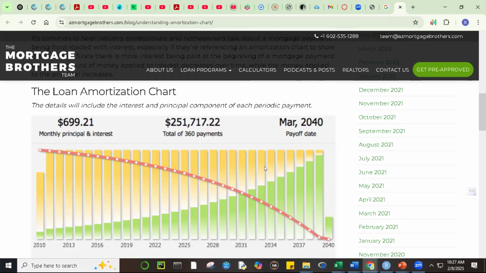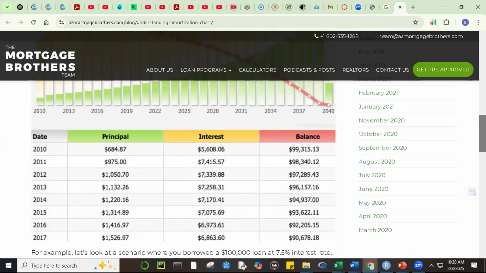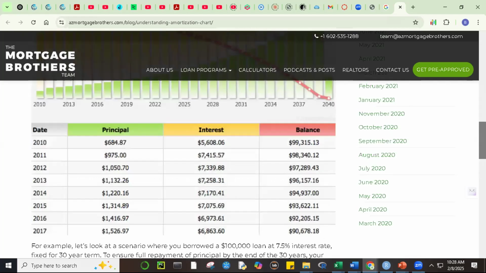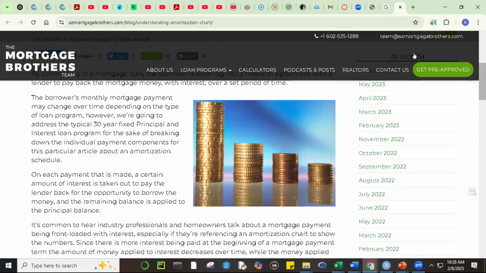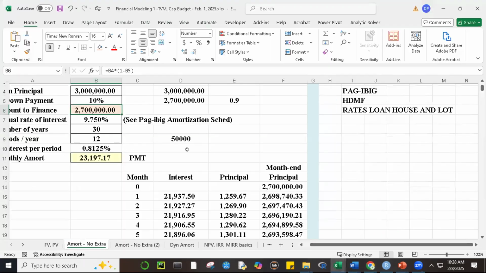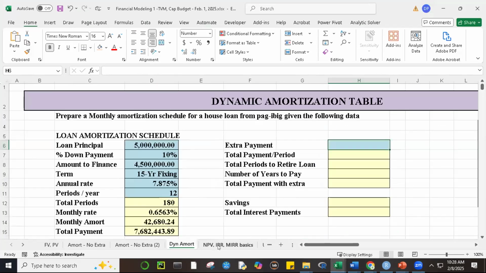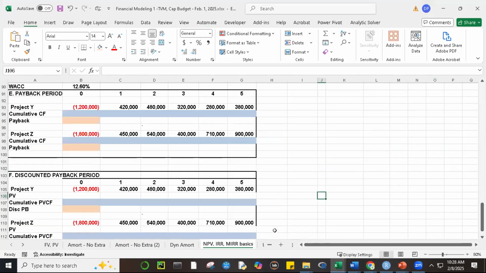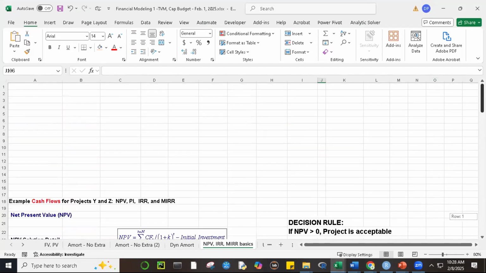Okay. And what you notice here is that this is not on a monthly basis, but on a yearly basis here. Okay, by the year. All right. So I'll give instructions, and then you're going to post it in the assignment folder. Okay. So let's skip this first. Let's now go first to a review of NPV, IRR, and MIRR basics.